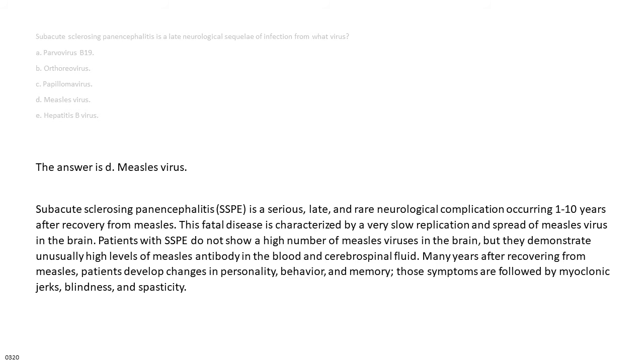Subacute sclerosing panencephalitis, SSPE, is a serious, late, and rare neurological complication occurring 10 years after recovery from measles. This fatal disease is characterized by a very slow replication and spread of measles virus in the brain. Patients with SSPE do not show a high number of measles viruses in the brain, but they demonstrate unusually high levels of measles antibody in the blood and cerebrospinal fluid. Many years after recovering from measles, patients develop changes in personality, behavior, and memory. Those symptoms are followed by myoclonic jerks, blindness, and spasticity.